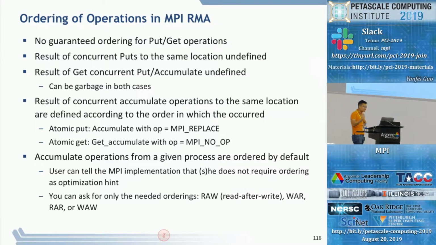But if you do atomics, then we do have a guarantee of ordering. In fact, we have all the guarantees: read after write, write after read, read after read, and write after write. So this is where the info hints come in and become important.